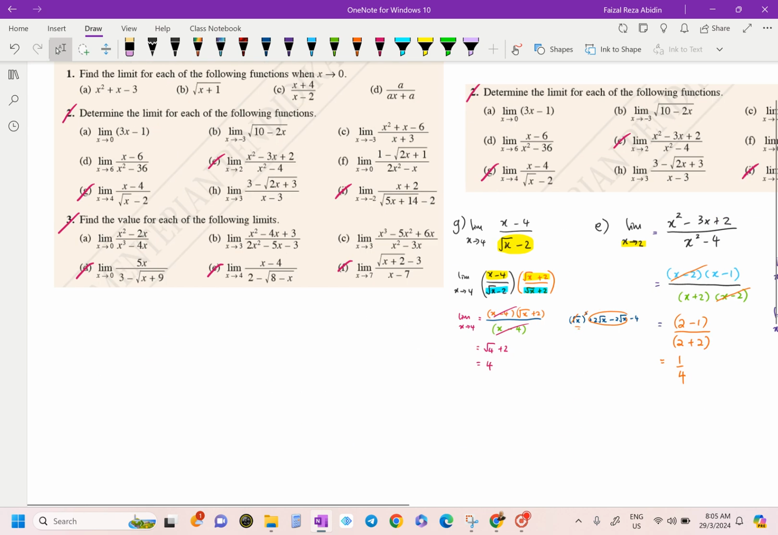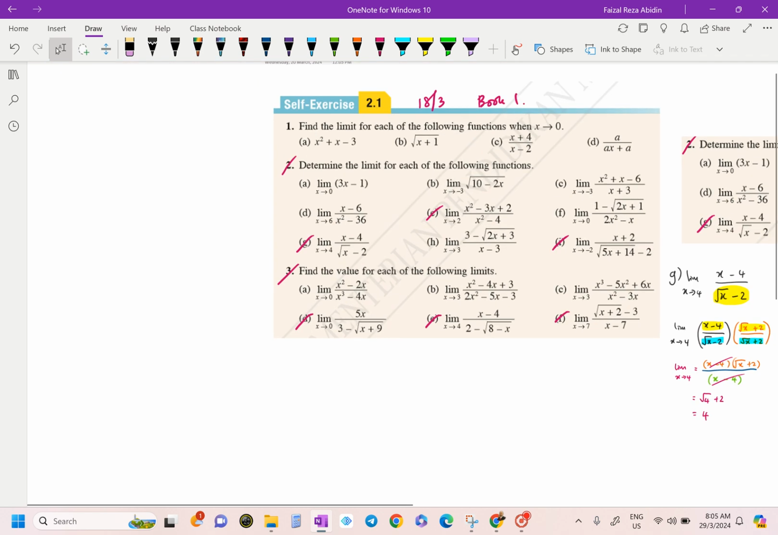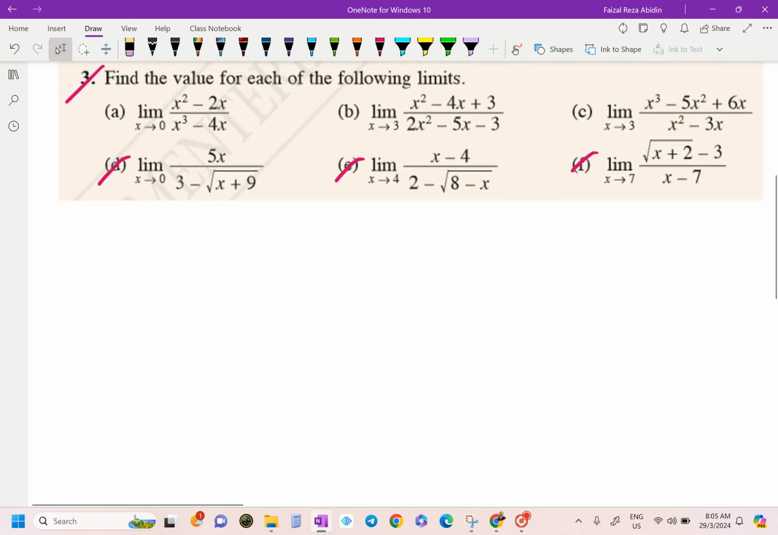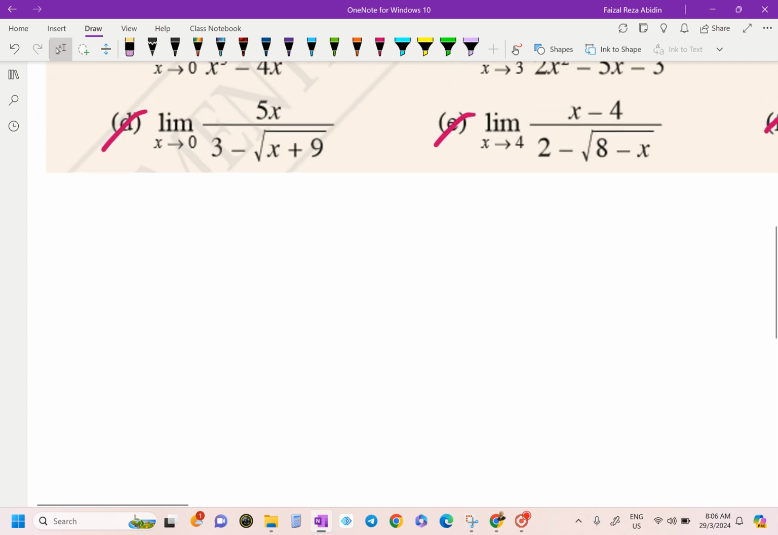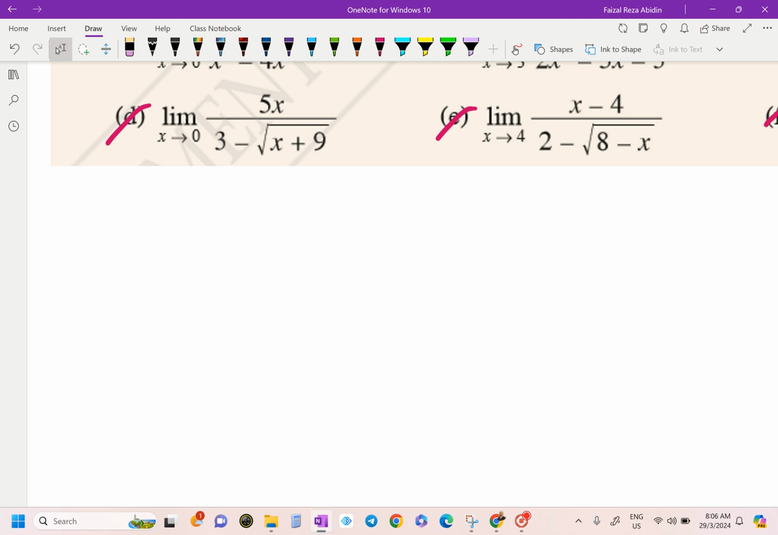Okay, next we are going to look at number 3, still in our self exercise 2.1. Okay, if you look over here, I asked you to do number 3DEF, right? Okay, so we are going to look at our number 3 first, 3D. Okay, the limit here is given is x to 0. Obviously, if you look in denominator there, if I substitute straight away, cannot. Why? Because 0 plus 9 there is going to be 9. So square root of 9, you're going to get 3. So 3 minus 3, you're going to get 0. So we cannot straight away do the substitution straight away.